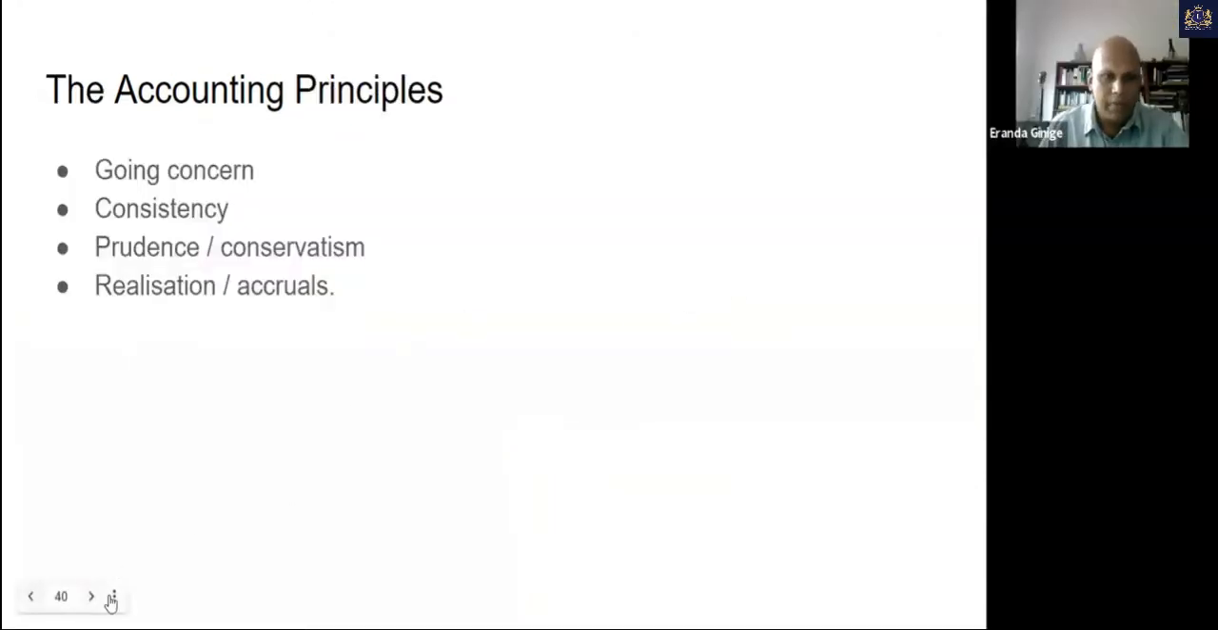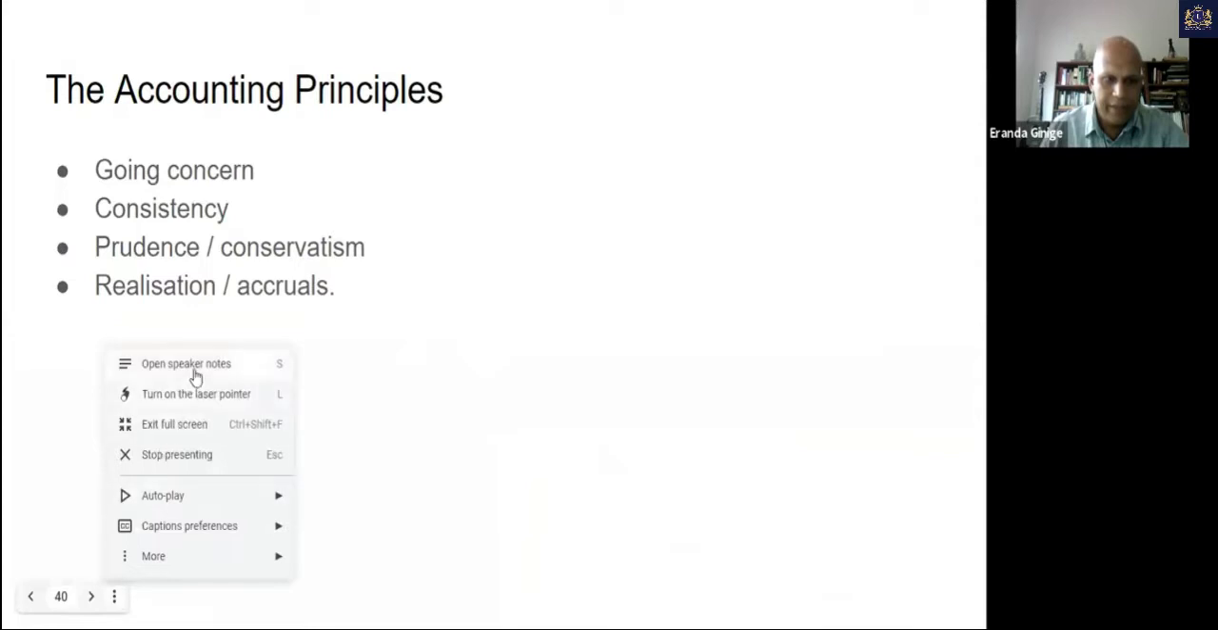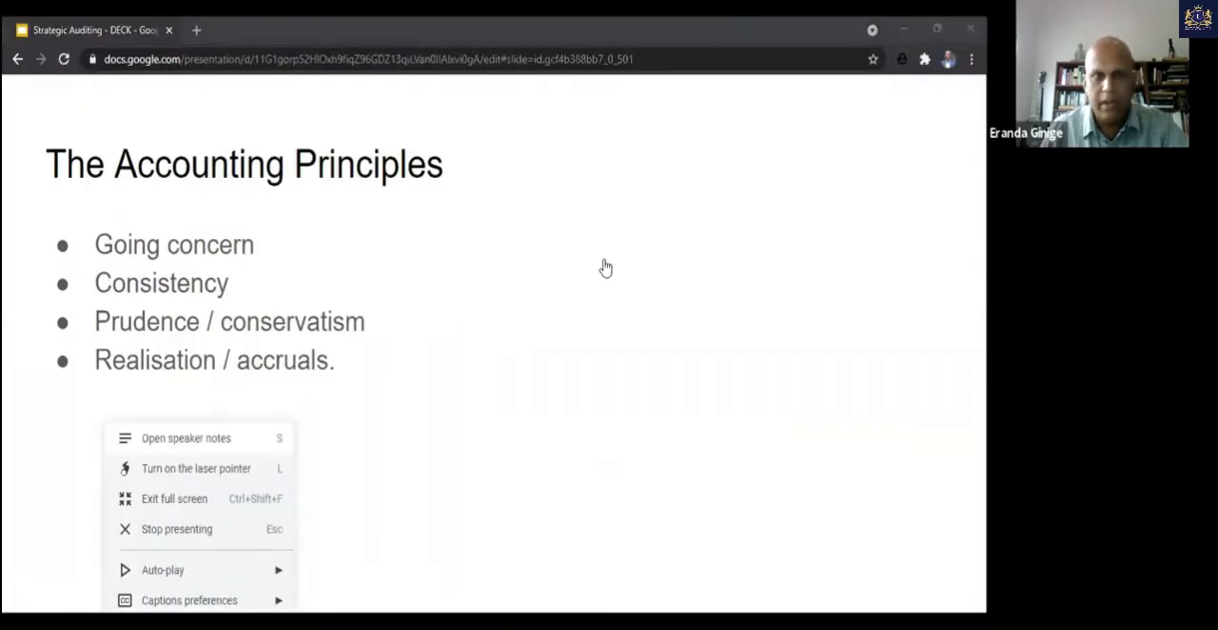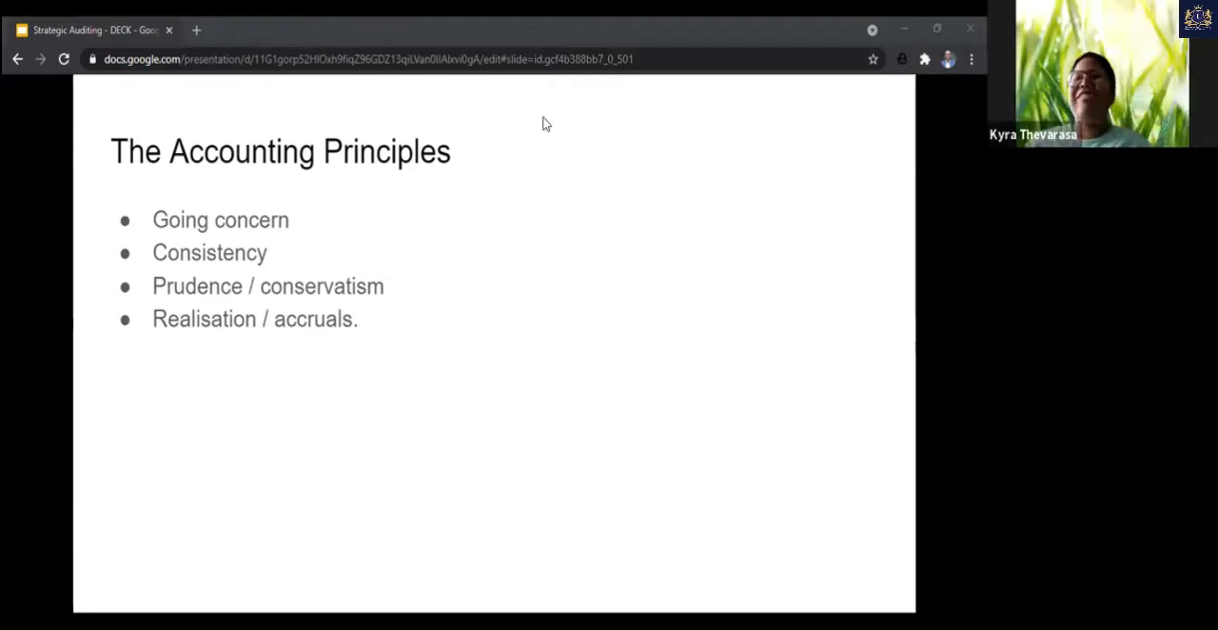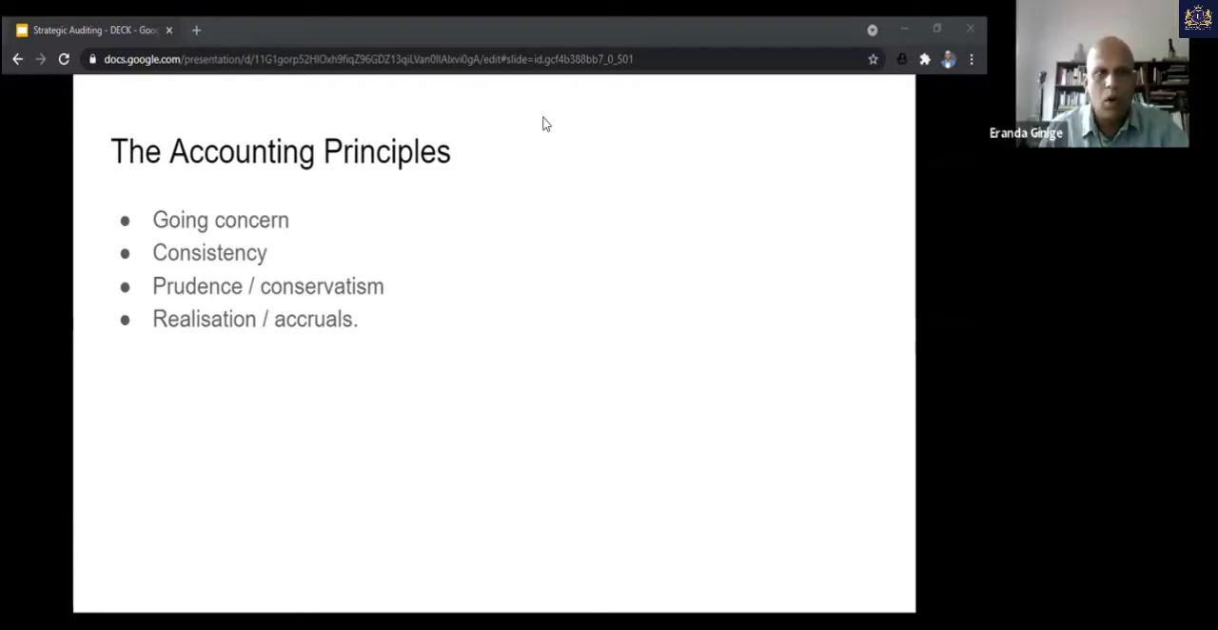So the accounting principles that an auditor will use is the going concern. Do you know what is meant by going concern? Not exactly. Maybe you can brief me a bit. Yeah. So what that means, Kira, is the auditor will assume that the company is ongoing.